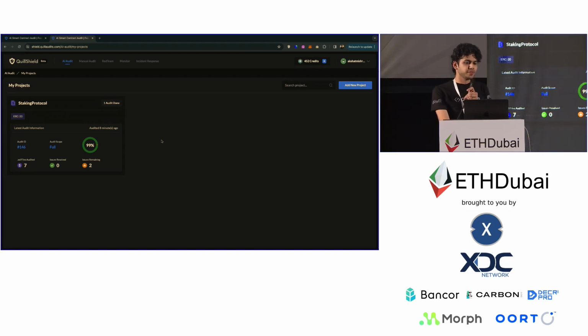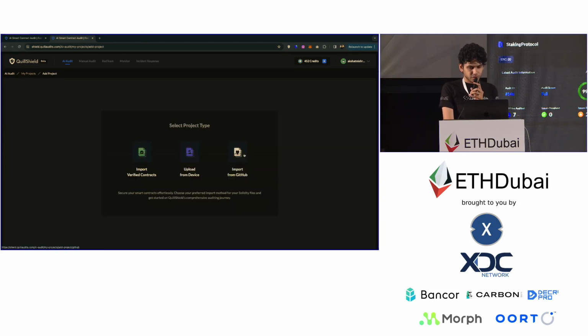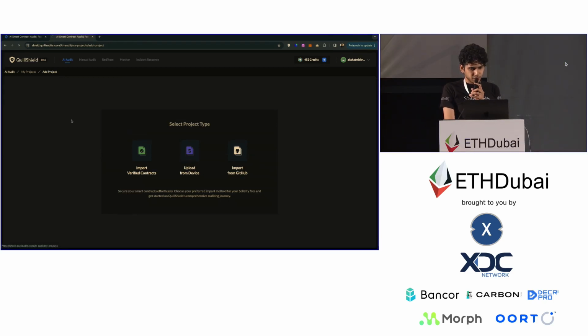So here's the dashboard. In the dashboard, you can create your own project. There are 3 different ways of creating a project. You can import verified smart contracts, you can upload something from your own device, or you can import something from GitHub. For you guys, I have a project ready, so I'll get straight into it.